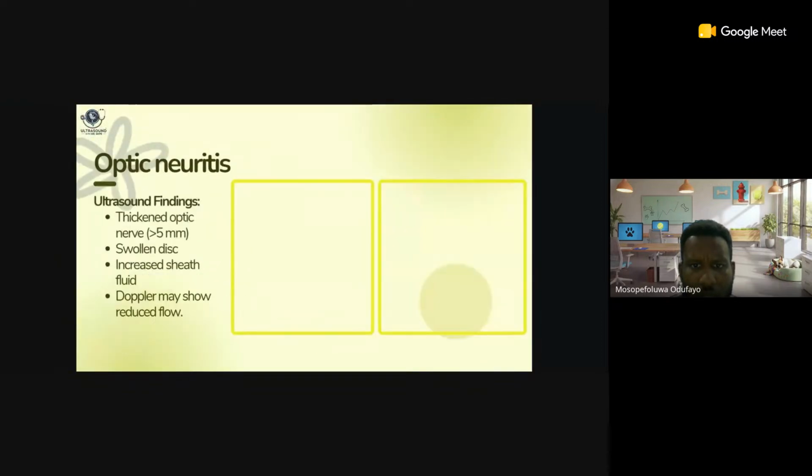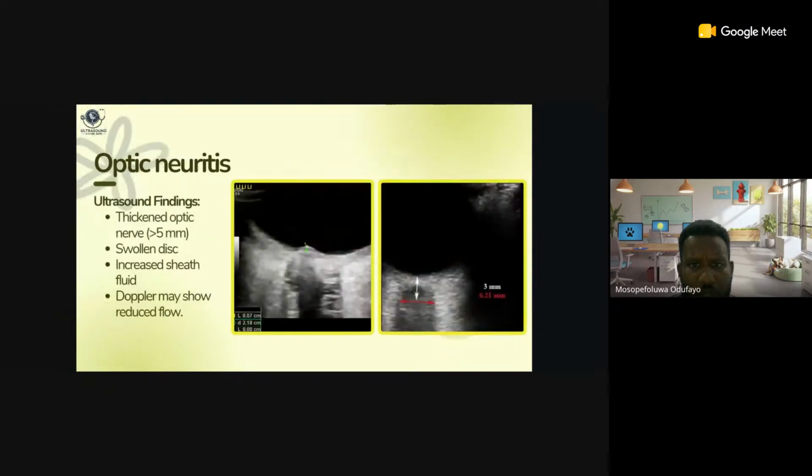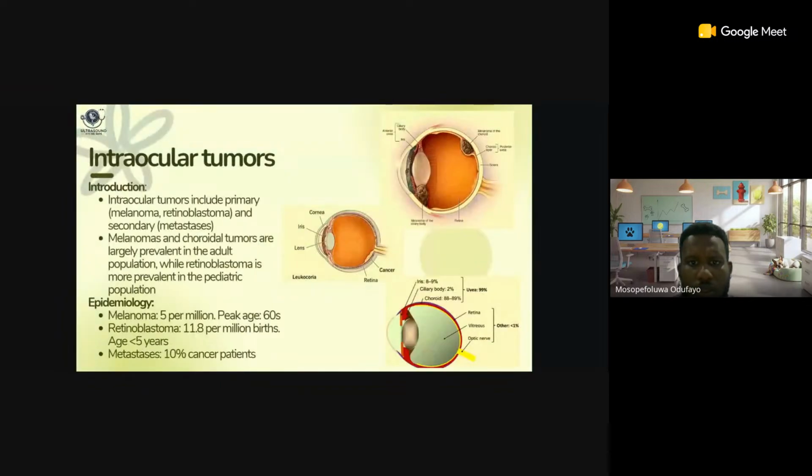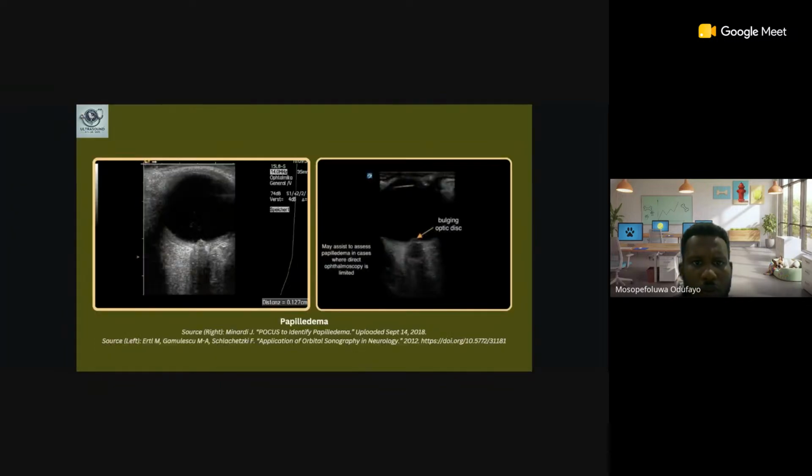Just to make a correction here, in this optic neuritis picture we saw, this is a bulging optic disc as seen in optic neuritis. Is that okay? So good. That was what I was supposed to show. So this one is seen in papilloedema. You can see the bulging optic disc.